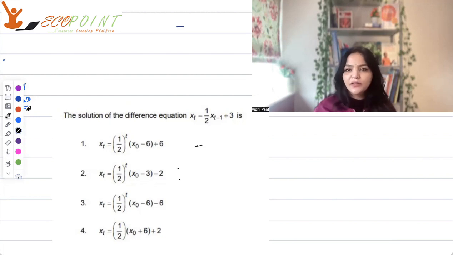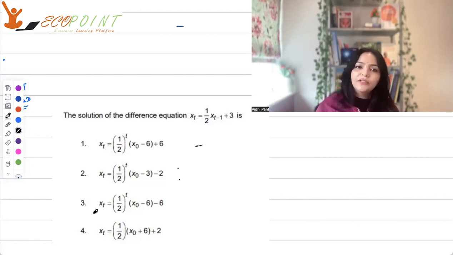So what is a difference equation? A difference equation is like a recurrence relation. In simple terms, you can think in terms of a recurrence relation. Here you just have the first difference, so it's a linear difference equation of first order. Now, these are the options.